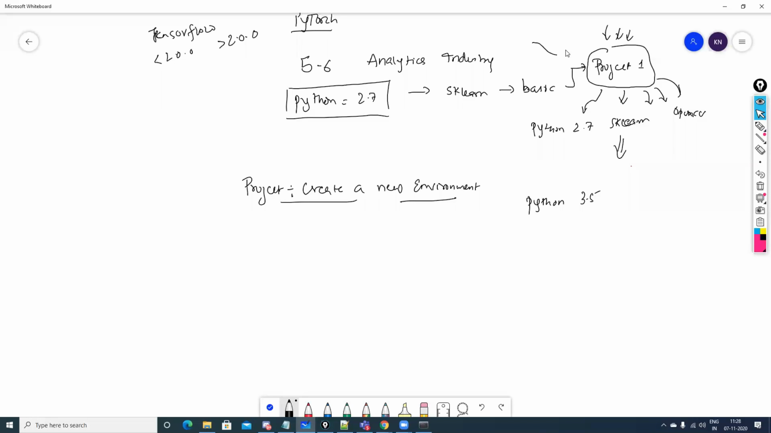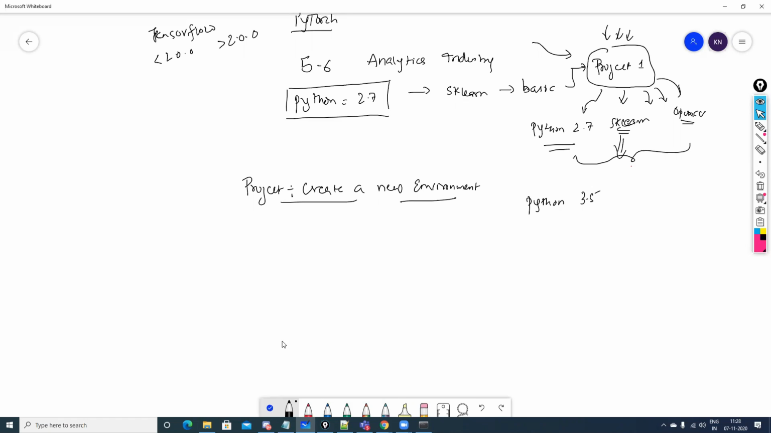In some projects, some version of TensorFlow may not work. Some version of OpenCV may not work. Some version of sklearn may not work, right? And some version of Python may not work. But in some of the other versions, we need to always combine these kinds of versions. Okay, we need to combine these kinds of versions.